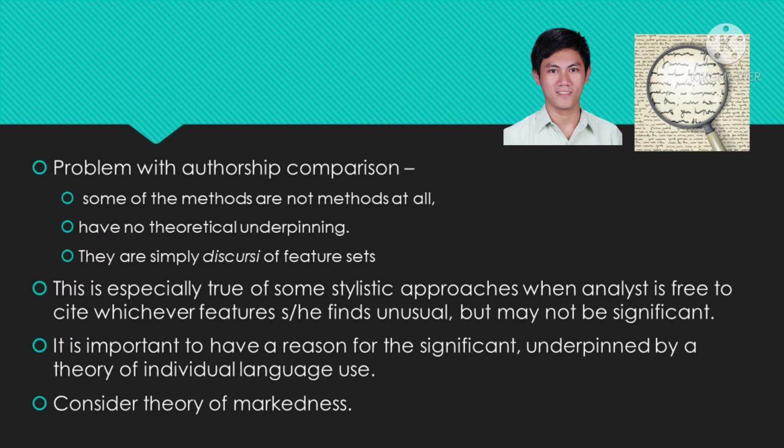One of the key problems with authorship comparison is that some of the methods are not methods at all, and they have no theoretical underpinning. They are simply discursive feature sets. This is especially true of some stylistic approaches where the analyst is free to cite whichever features he finds unusual, which seem significant. However, it is important to have a reason for what we find significant, and that reason needs to be underpinned by a theory of individual language use. For this purpose, I propose that we consider the theory of markedness.